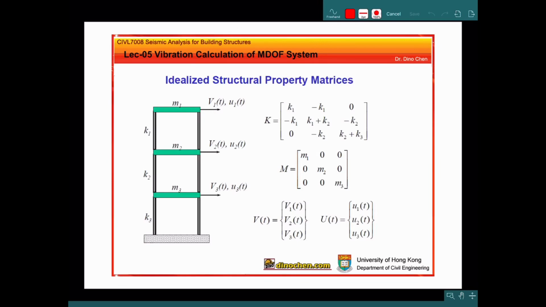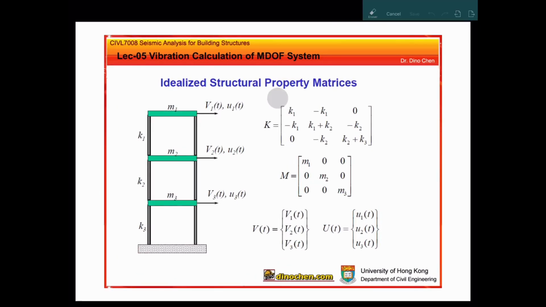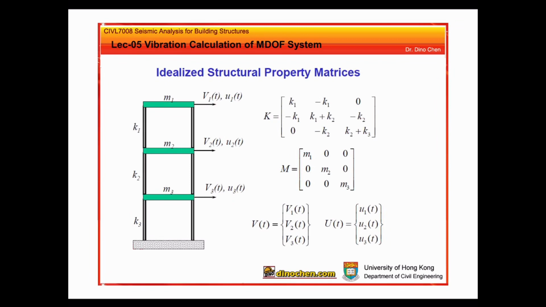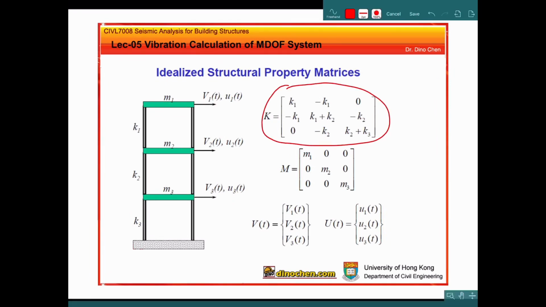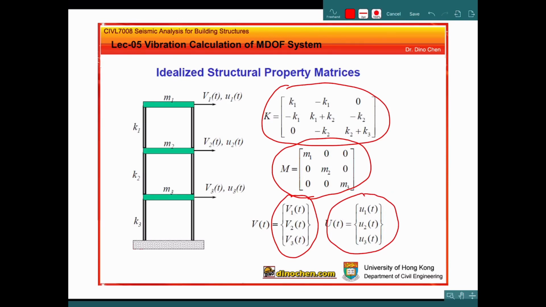But for the idealized structural property matrix, we know that this is the shear model, or we call it the simple MDOF system. So we can use K1, K2, K3 to show this matrix, as we already described in the previous lecture. And this is the mass matrix. And this is the external force. In this example, we use V. In the previous lecture, we use P. And this is the displacement.